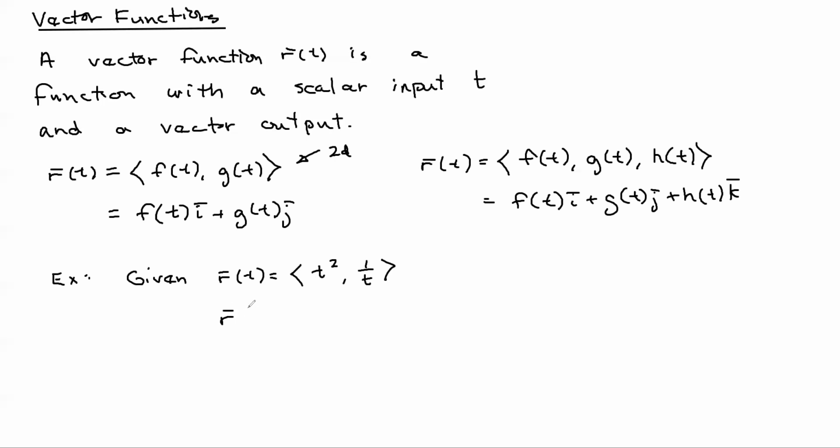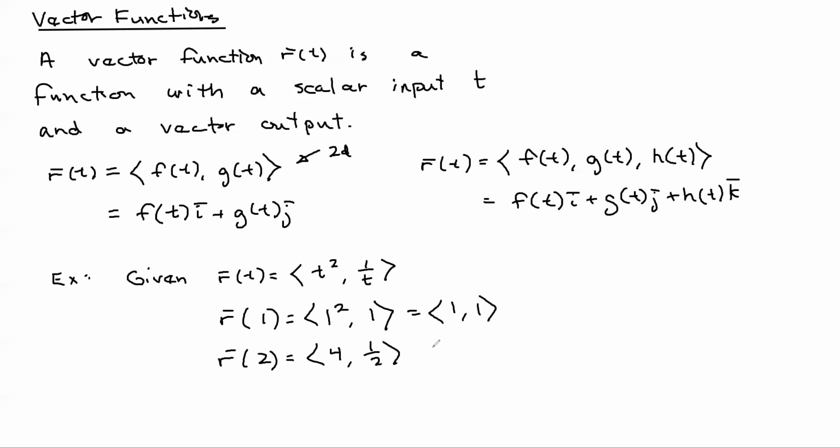So if you plug in r of 1, you plug 1 into the first function, just like we would normally have previously plugged 1 into f of t. And so we would get 1 squared, and then we plug 1 into g of t, and that would allow us to get 1 comma 1. And if we wanted to plug in 2, you plug 2 into t squared, and that gets us 4, and then you plug 2 into 1 over t, and that gets us 1/2.